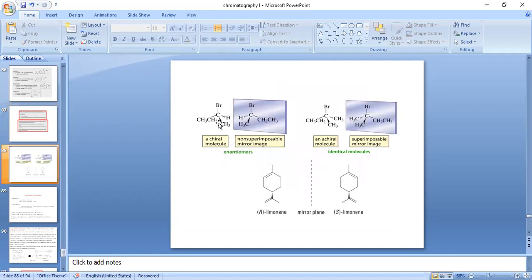So you have an enantiomer, a chiral molecule, which has a non-superimposable mirror image. Similarly, a molecule can have a superimposable mirror image, and these are the identical molecules. So these enantiomers are of importance because they will behave differently when you place them in a chiral environment. For example, you have R-limonene and S-limonene, and they have different properties. So when you place such a chiral system in a body, they will behave differently in the body.